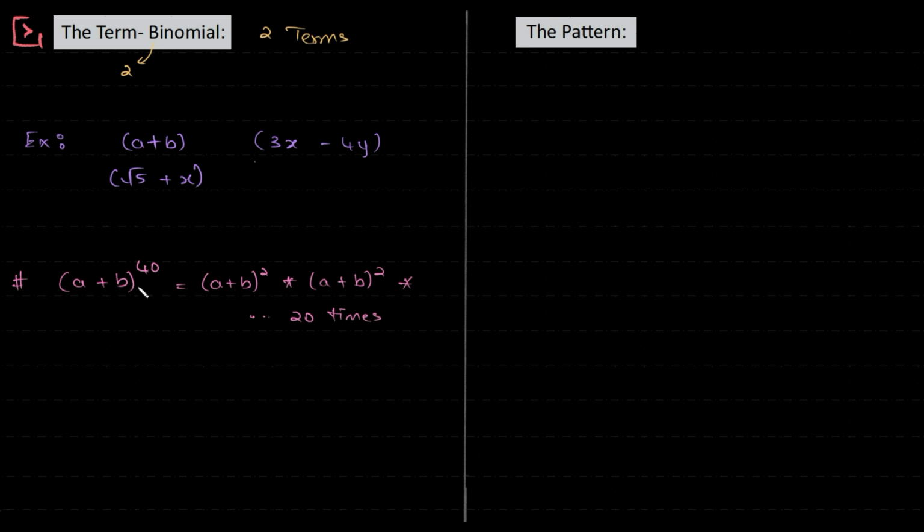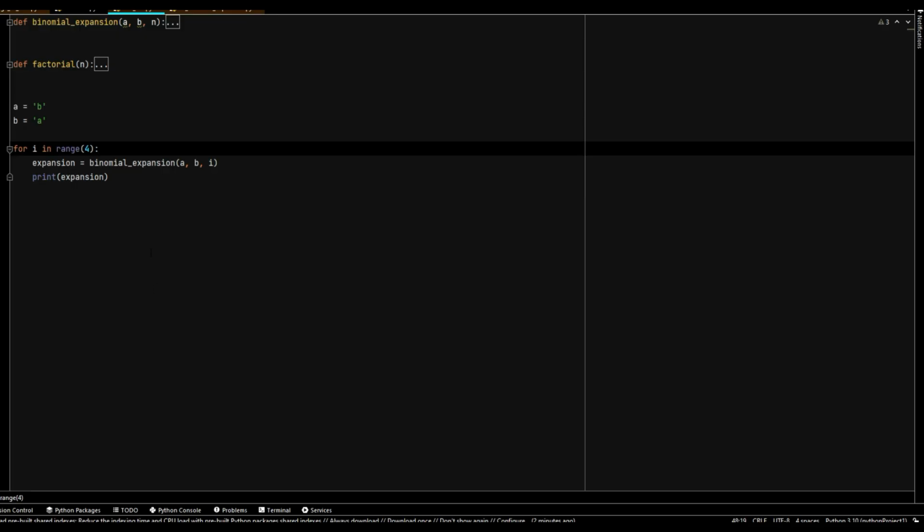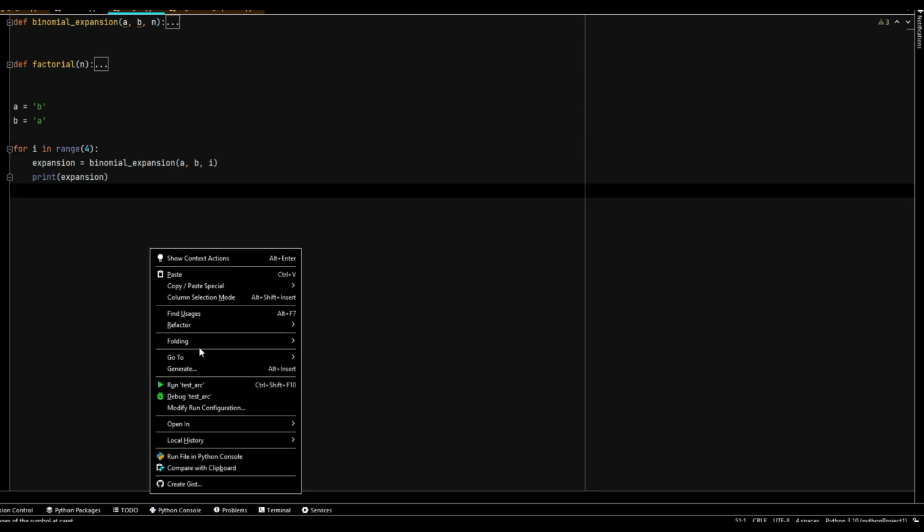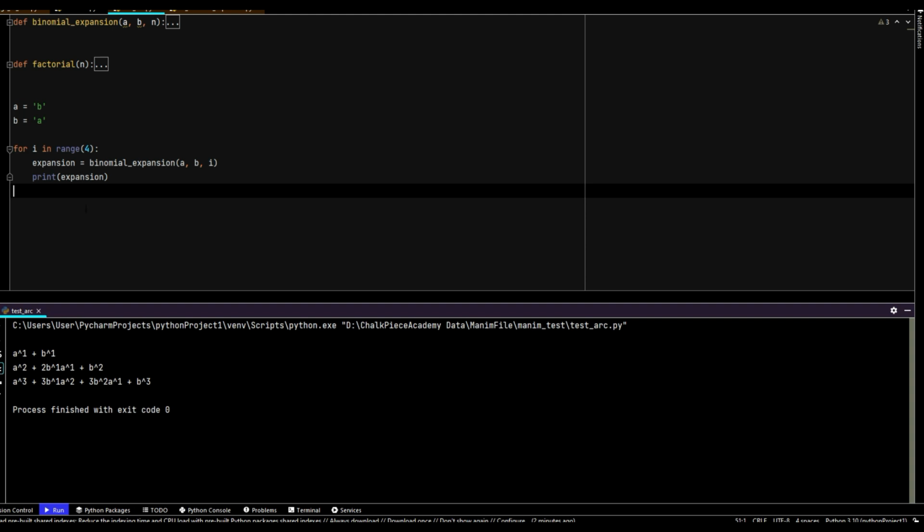But we are able to expand this, and there is a pattern that occurs over here. Whenever we expand a binomial term, there's a pattern that occurs. So let me show it to you guys. We have a plus b the whole to the power of 1, a plus b whole to the power of 2, a plus b whole to the power of 3. So this we know, right? a plus b whole to the power of 1 is a plus b itself. a plus b whole square is a square plus 2ab plus b square. And a plus b whole cube is a cube plus 3a square b plus 3ab square plus b cube.